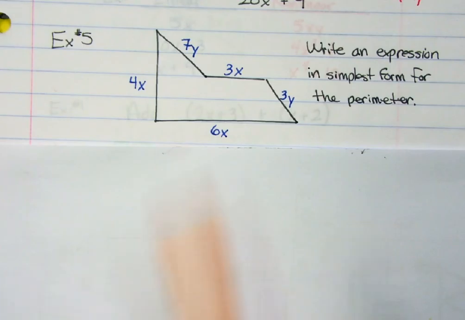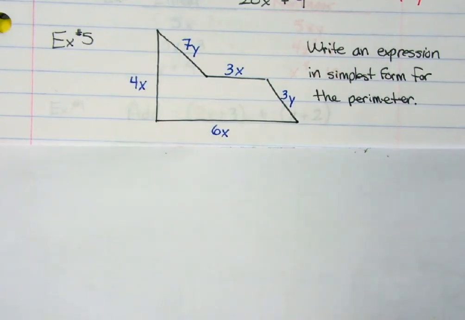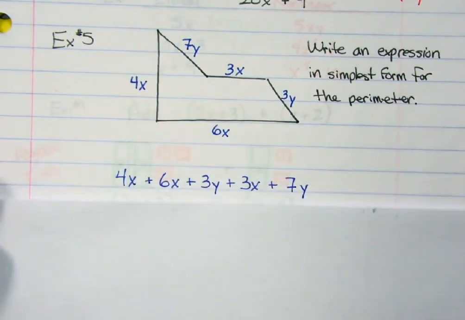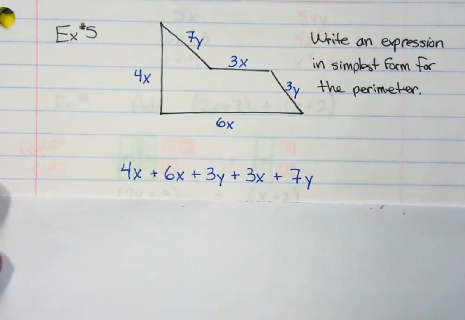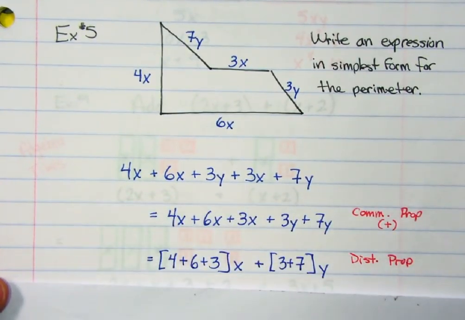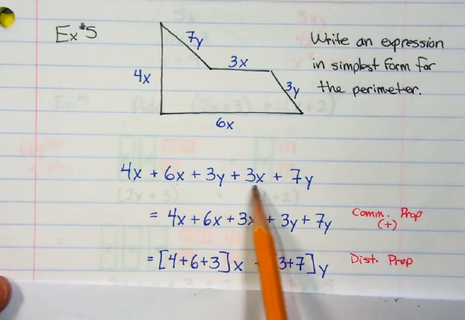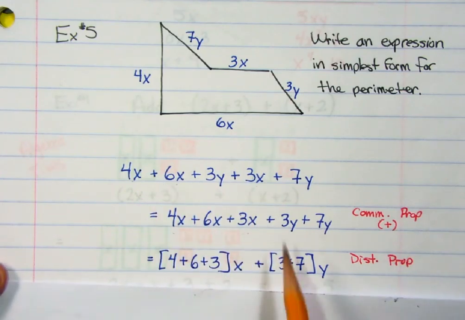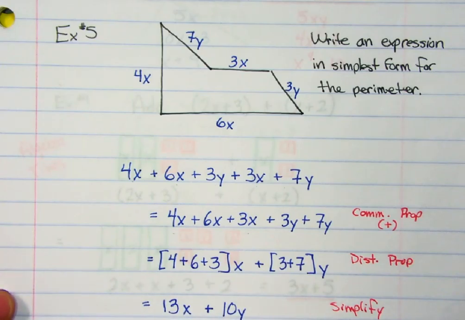My last example, what if I give you a perimeter and these are all the different sides? Well, I just add them all up together, right? So I look something like that. I then go back and combine my like terms. I say, hey, you know what? 4x, 6x, 3x, those are all x. I can combine that stuff. 3y and 7y, I can combine that. And that would be your final answer.